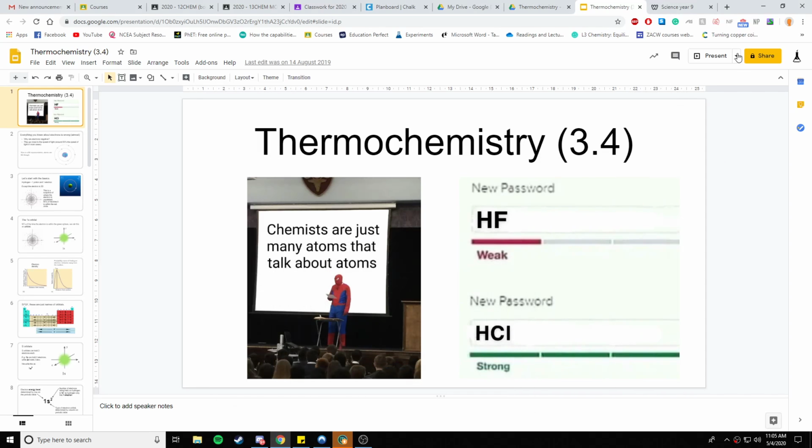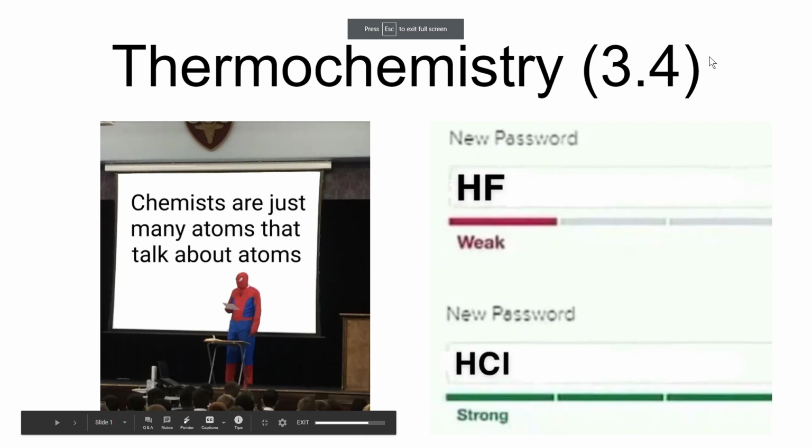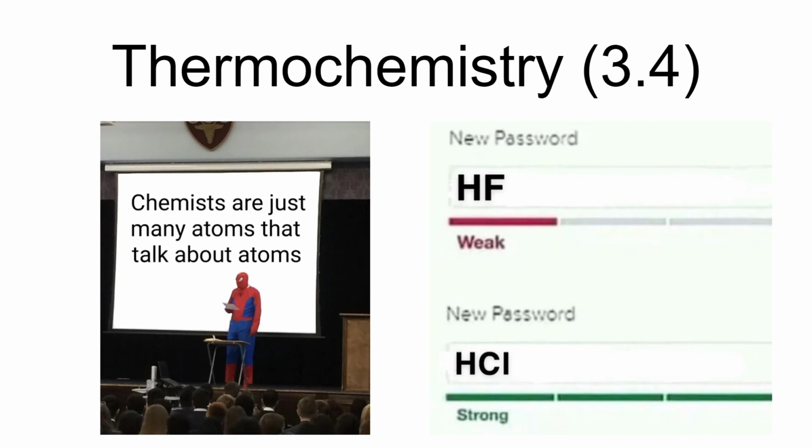Alright guys, let's try this out. This is where I should have started Thermochem, but it's alright, we're starting it here, since we still need to learn about atomic trends and none of that has changed.